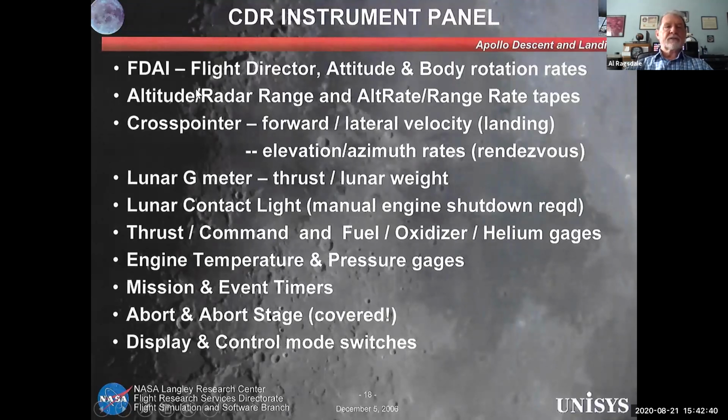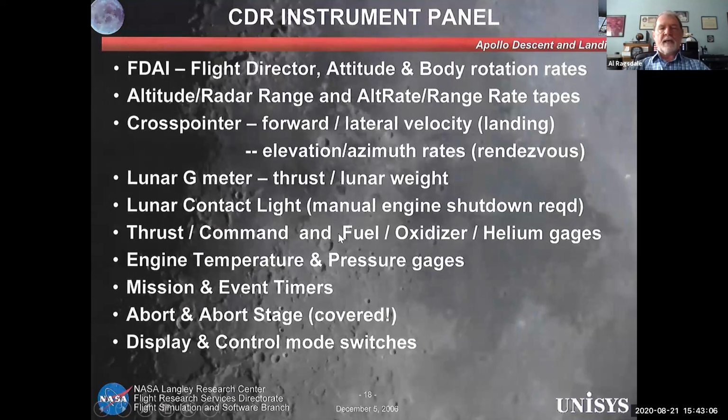And the tapes, I described altitude and range. The cross pointers, during the rendezvous, showed the elevation and azimuth rates while tracking the command module, so that if you kept those centered, you would eventually have run into the command module. The lunar contact light, and you had to shut the engine down manually.